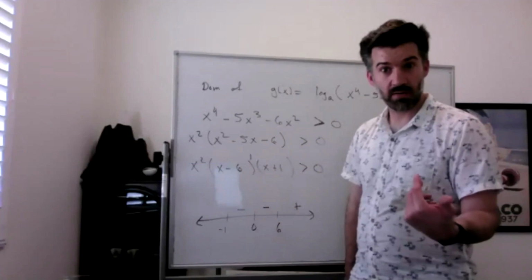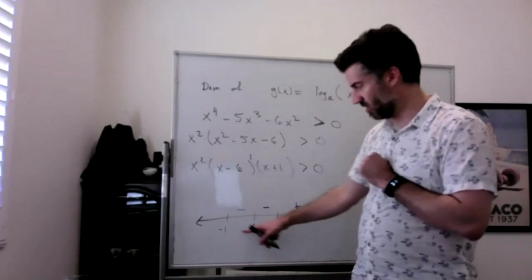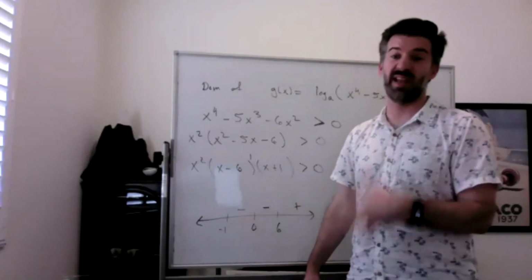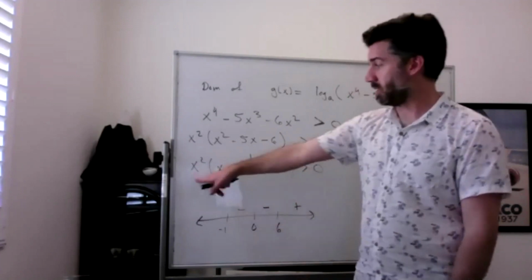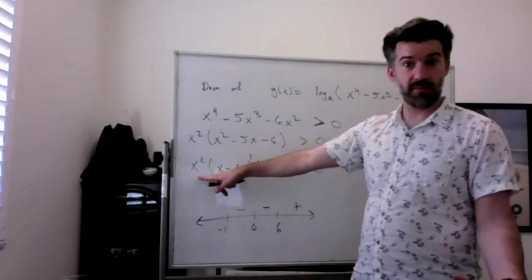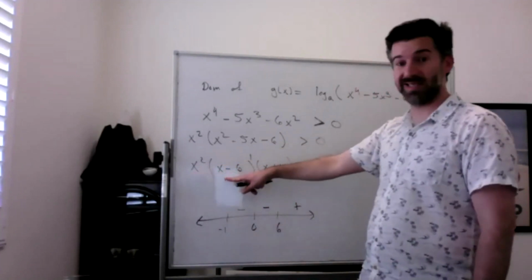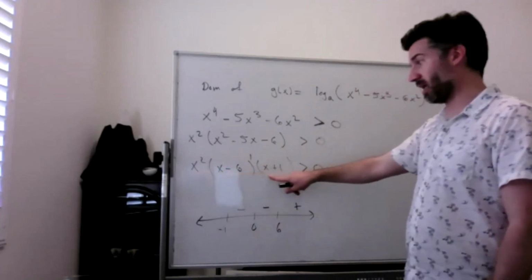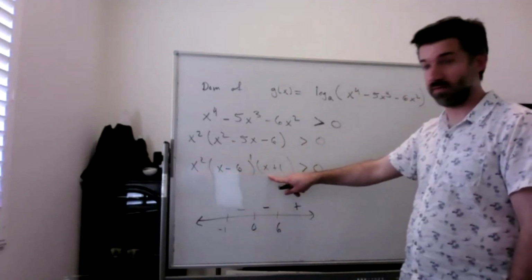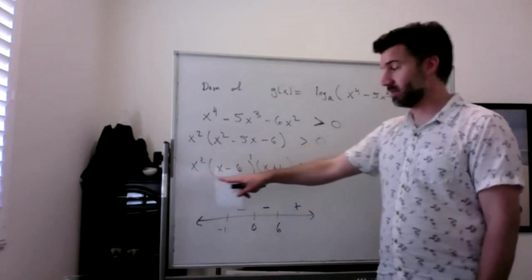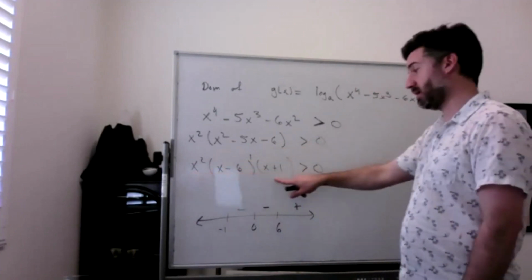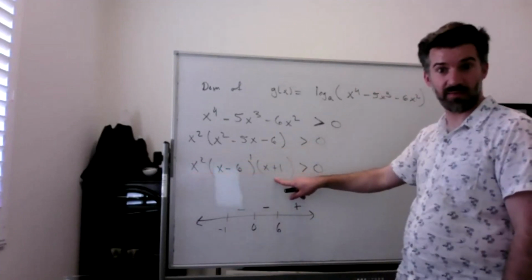You can also check, right? Let's pick a number between 0 and negative 1. I guess we'll pick negative 1/2. Negative 1/2 squared is positive. Negative 1/2 minus 6 is definitely negative. And negative 1/2 plus 1 is definitely positive. So it's a positive times a negative times a positive, which is still negative.